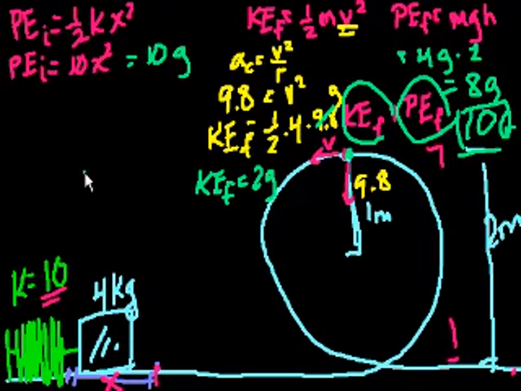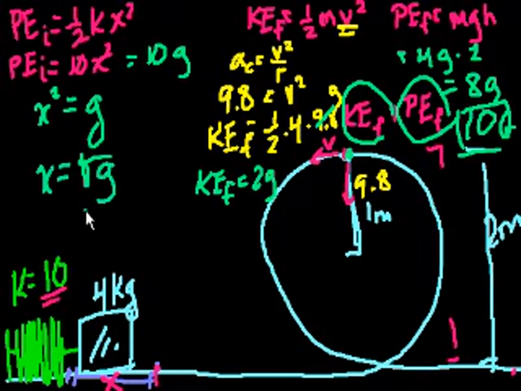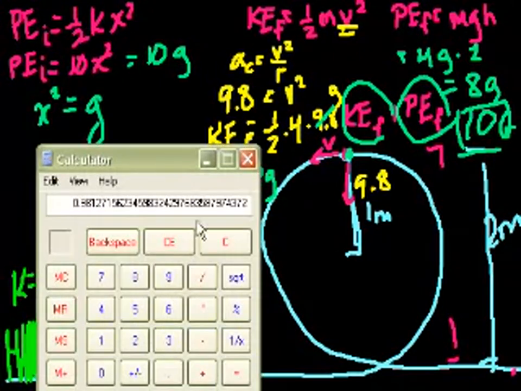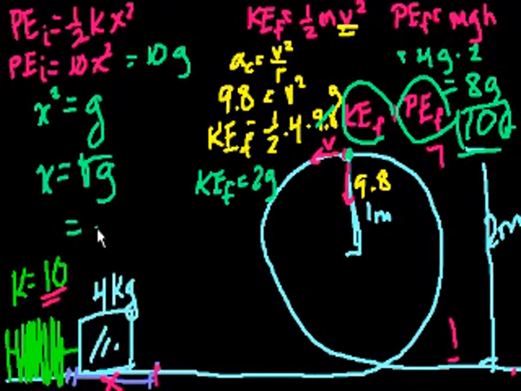So what do we have here? Oh, these numbers worked out well. So let's divide both sides by 10, and you get x squared is equal to g, which is 9.8. So x is going to be equal to the square root of g. If I take 9.8 and take the square root of it, it's like 3.13. So x is 3.13.